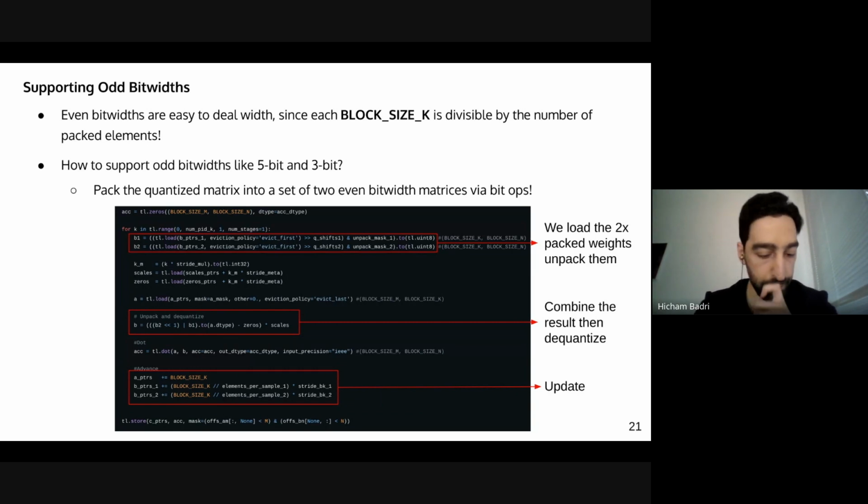One of the easiest ways of doing this is to split it into friendlier powers of 2. For example, for 3-bit, you can split it into one matrix that is 2 bits and another that is 1 bit. If you have 5 bits, you can split it into a matrix that is 4 bits and another matrix that is 1 bit. Then you work with two matrices, and when you unpack, you just combine them, and the rest is basically the same. The scales and zeros don't change, it's just the way you unpack that changes.